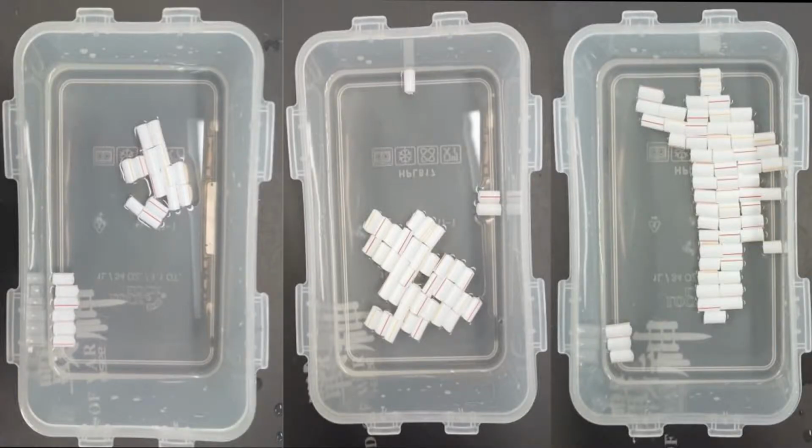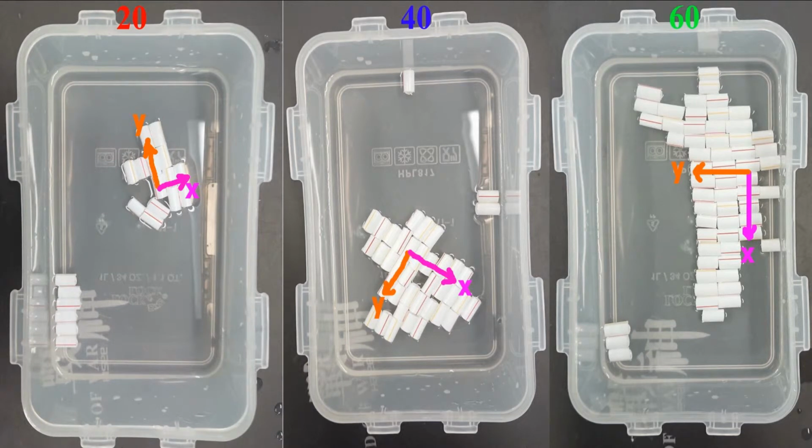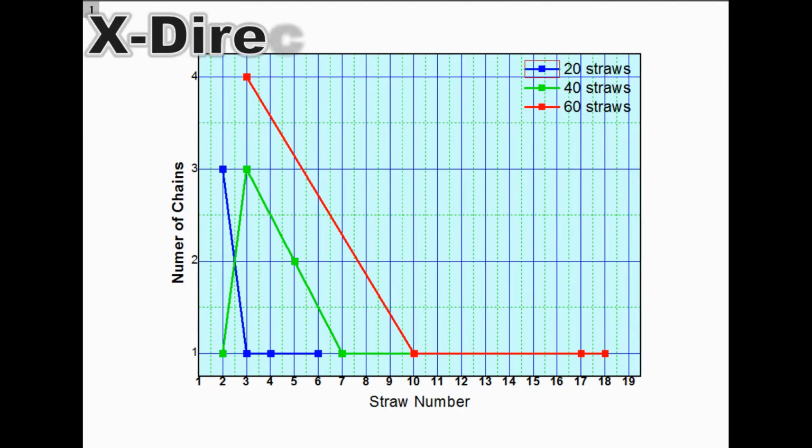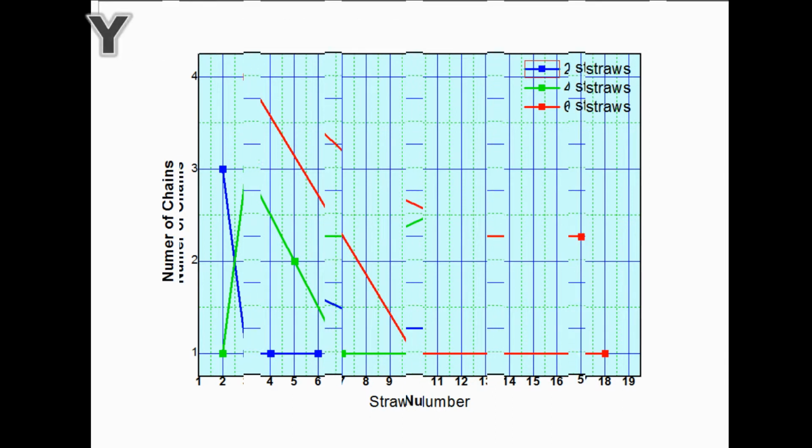We define two directions and count the number of straws that are consecutively arranged in both directions. Obviously, the increase in the number of straws, or the density, allowed them to assemble a huge structure. A higher concentration leads to a higher likelihood of particles interacting with each other.